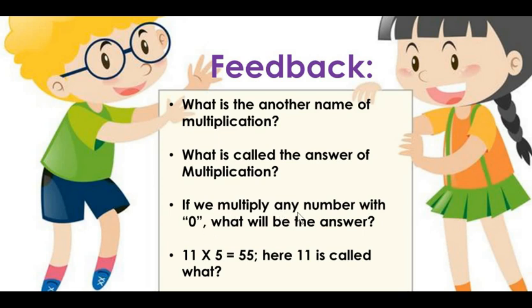If we multiply any number with 0, what will be their answer? My dear students, I know all of you know the answer. So the answer will be 0. And the fourth one, 11 multiplied by 5 is equal to 55. Here 55 is the product. Here 11 is called what? Yes, 11 is called multiplicand.